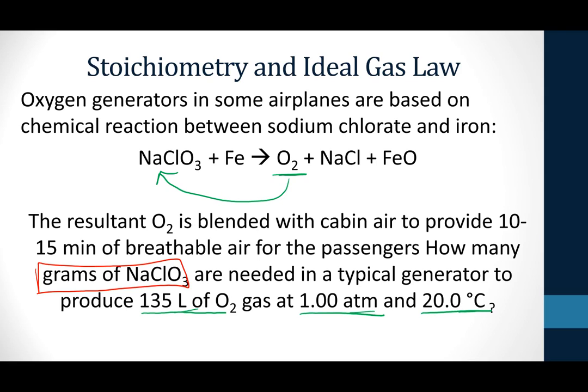So what unit do you suspect we will need to be in order to do stoichiometry? So what unit do we need to eventually get to? Yeah, we need to get to moles, right? Because this is a mole to mole ratio. So if we can get to moles of oxygen, then we just use stoichiometry to get to moles of sodium chlorate. And then at this point, we're experts at going from moles of sodium chlorate to grams of sodium chlorate, right? So this is where the ideal gas law comes in.